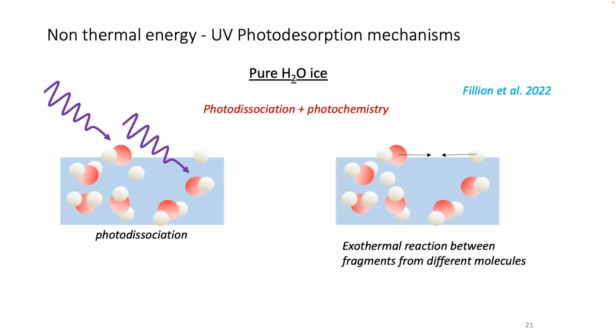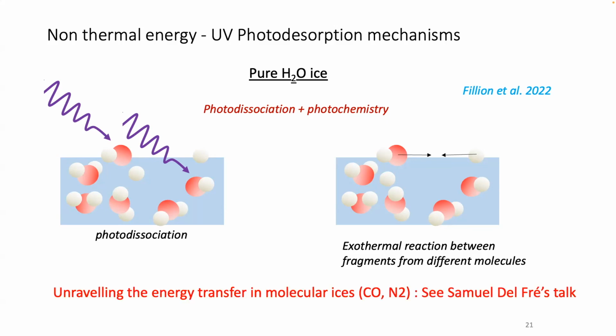And we've also studied water ice, and we've shown that there is another mechanism that is at play, which is some photochemistry occurring in this ice. So UV photons dissociate water molecules, and then you can have some reactions between the radical from one molecule with another one from another molecule. And those are exothermic reactions that can lead to the desorption of water, and it was published by Jean-Luc Fillon in 2022. And I think I'm done.